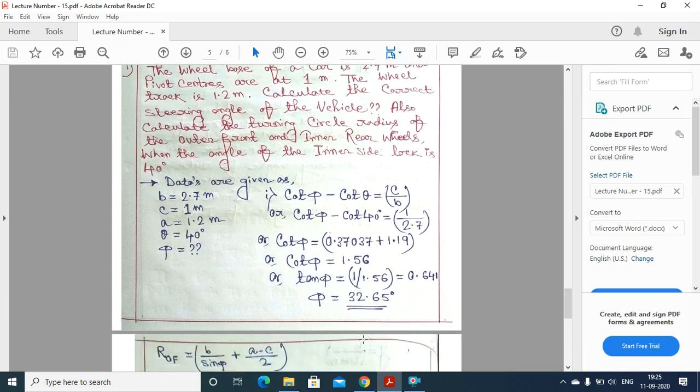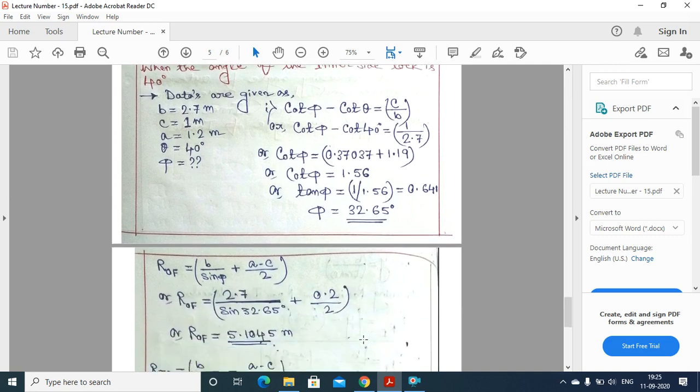Now we have to calculate the turning circle radius for the outer front and inner rear wheel. Here, ROF, the turning circle radius for the outer front wheel, is given by the equation B by sine phi plus A minus C by 2.